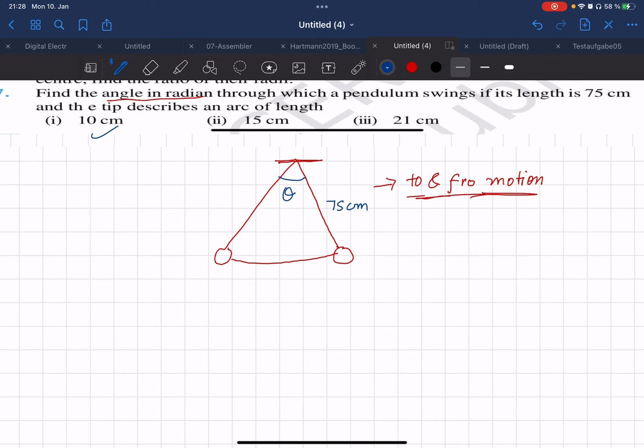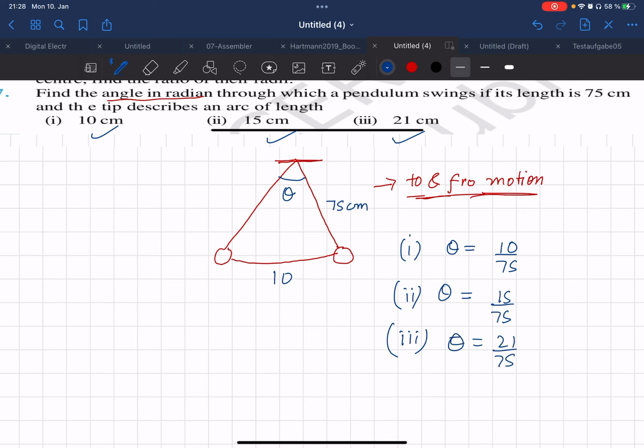And they have given different lengths. Oh, you guys can do this. In the first question, it's 10. So theta is 10 divided by 75. Both are in centimeters. Yep, no need to convert. Everything's done. Theta is length of arc upon radius. Second, theta is 15 by 75. Third, theta is 21 by 75. So that's our answer in radians, radians, and radians.